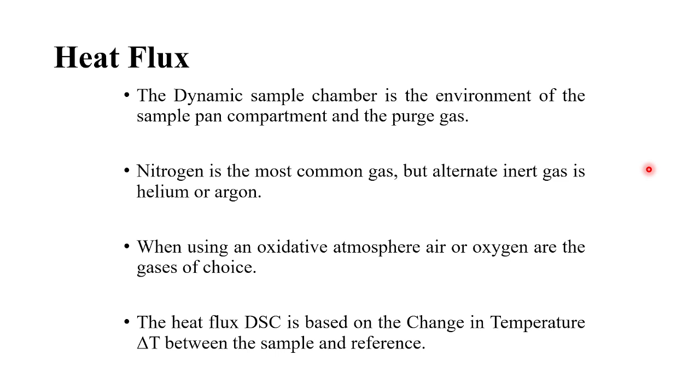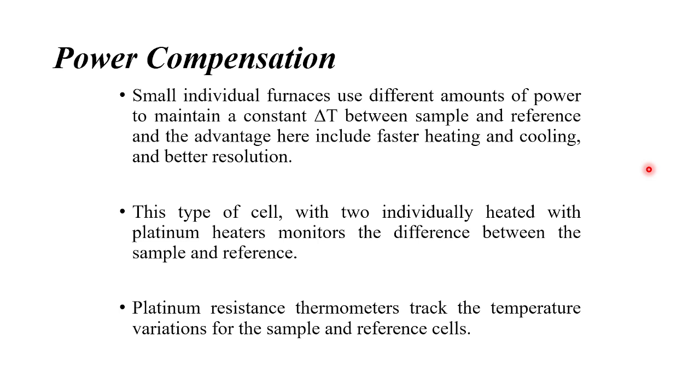The dynamic sample chamber is the environment of the sample pan compartment and the purge gas. Nitrogen is the most common gas, but other inert gases like argon or helium are also used. When using an oxidative atmosphere, either air or oxygen is required to purge. The heat flux DSC is based on the change in temperature between the sample and reference.